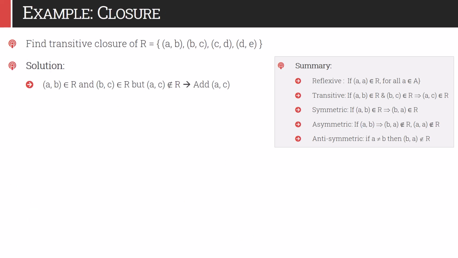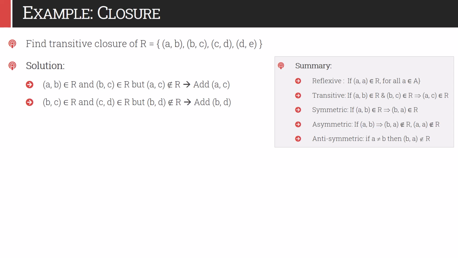Find the transitive closure of given relation R. AB is in R and BC is in R. That implies AC must be in R, which is not. So we need to add AC. Do we have any other pair? So if we look carefully, then BC is in R, CD is in R. So BD also must be in R, which is not there. So we need to add the BD pair.